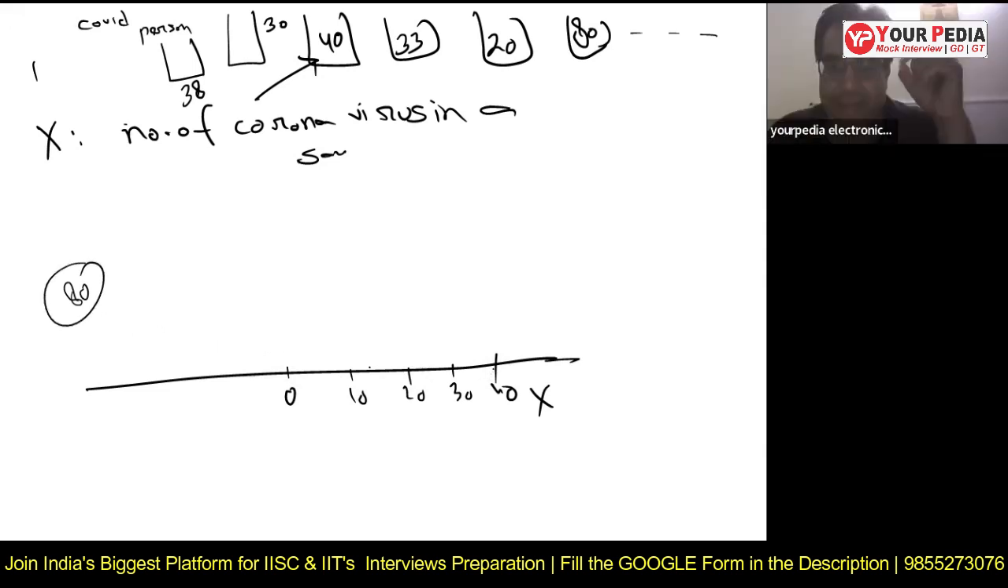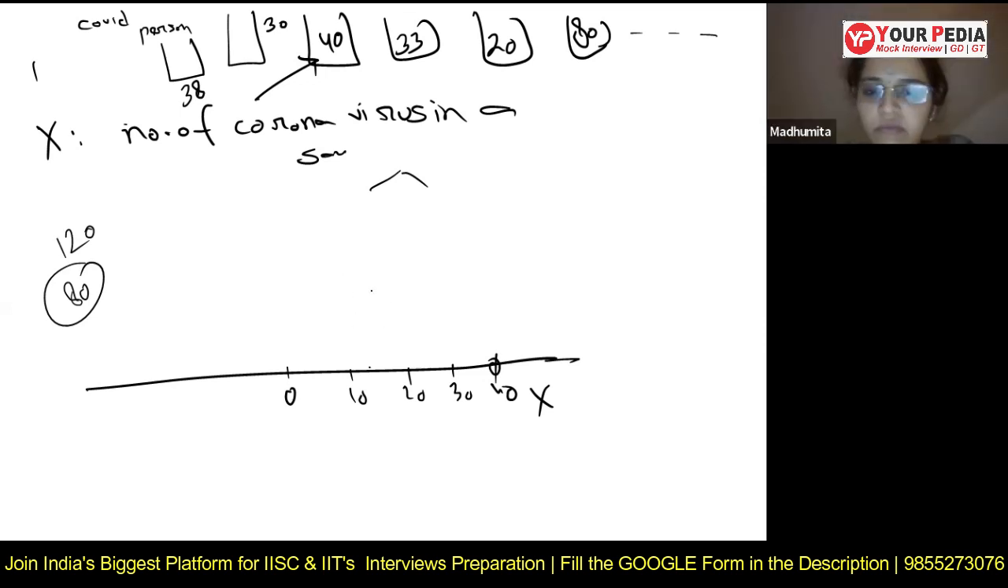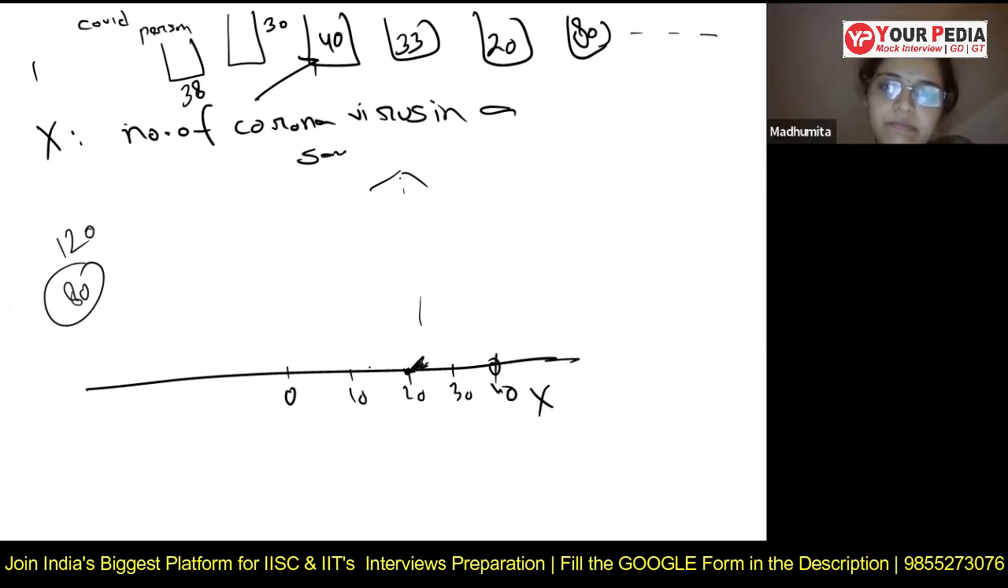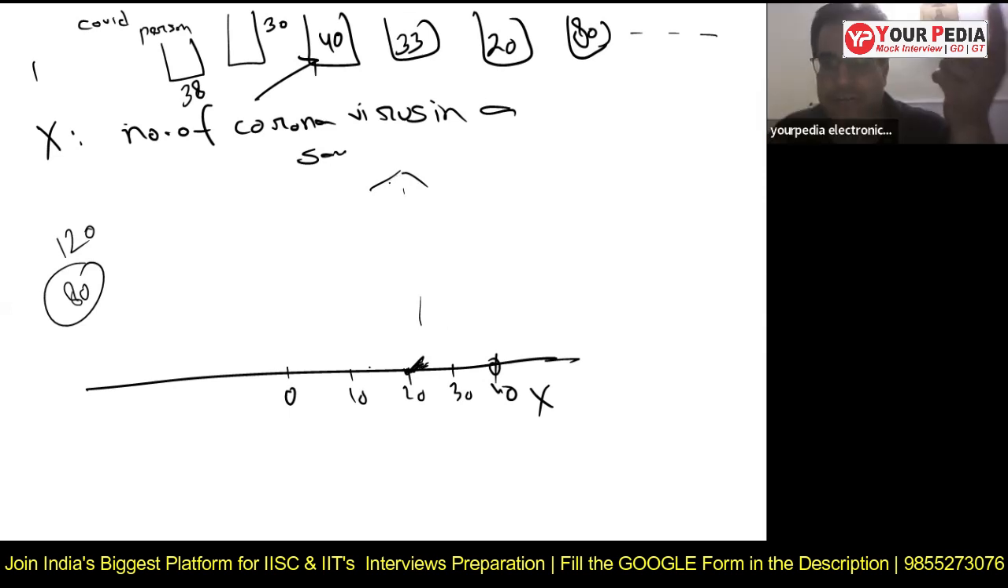Similarly, the number of people having 40 coronavirus is, suppose, 120. This is the frequency, so you take frequency on the vertical axis. That frequency also represents probability actually. If there are 20 coronavirus, how many people are having 20 coronavirus? That height is the probability also. Frequency is also related with probability. So that thing we represent here.